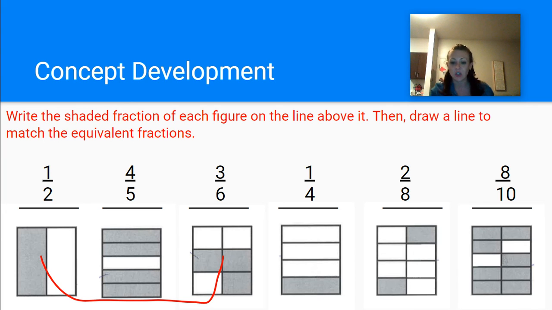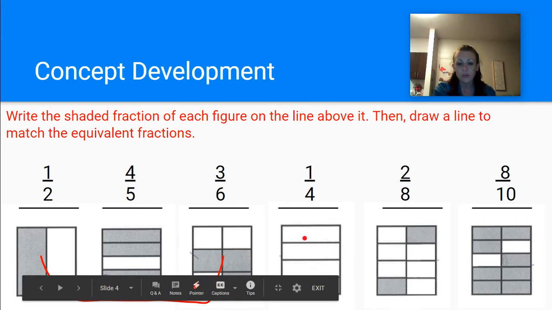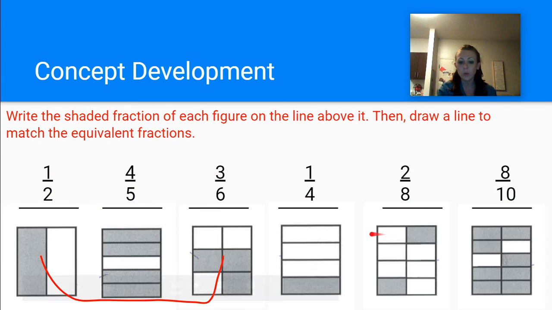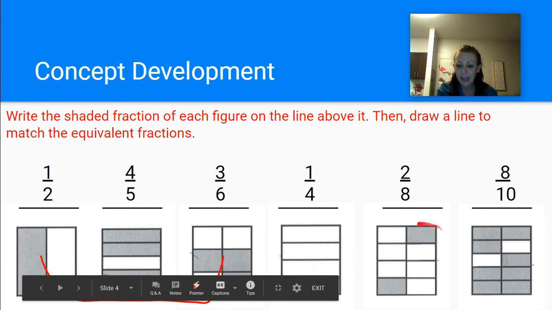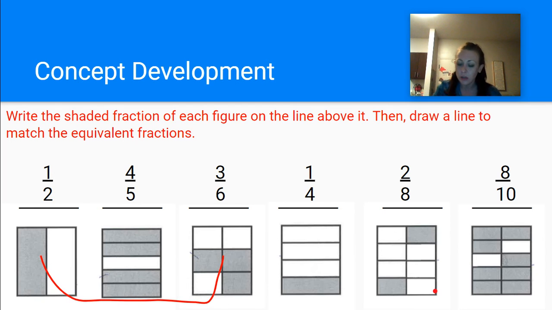The next one that I notice here is that 1/4 and 2/8. I noticed that 2 of the eighths, if I were to take this middle line out, 2 of the eighths together would equal a fourth. And I have 2/8 shaded. So if I were to unshade this top one and shade it down here, the amount that's shaded in all compared to how much is left blank would look exactly like the 1/4. So 1/4 is equivalent to 2/8, which leaves me now with 4/5 and 8/10.